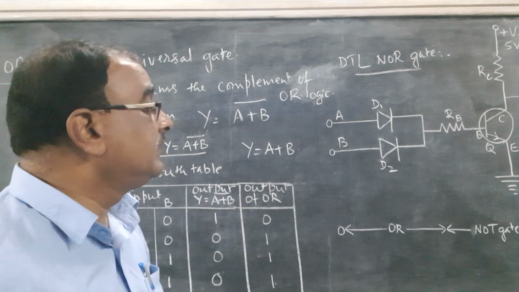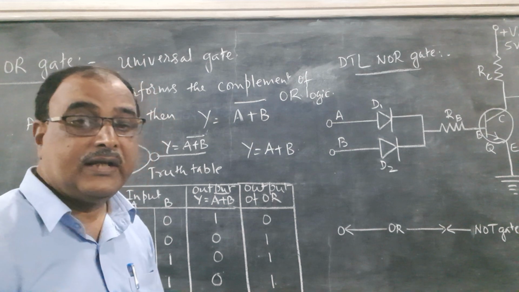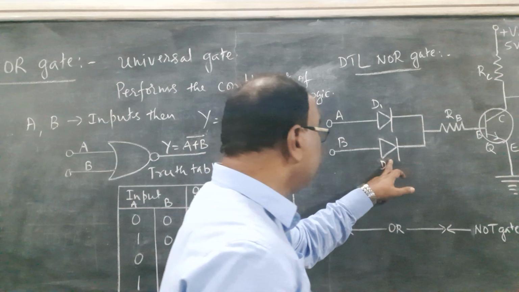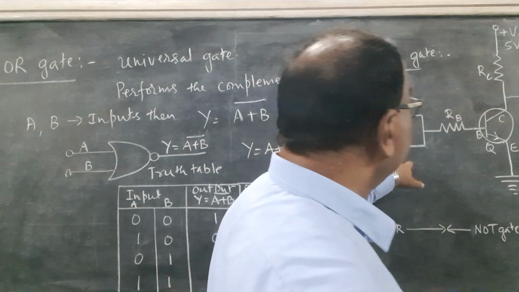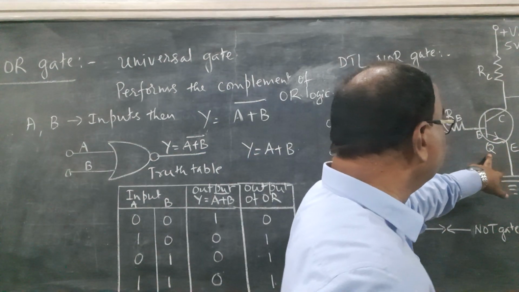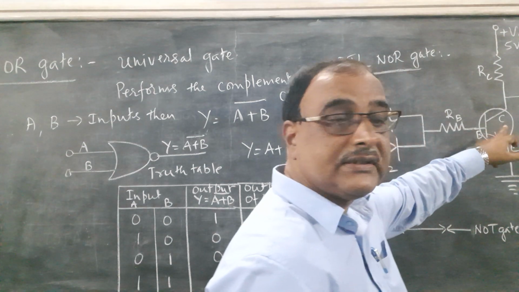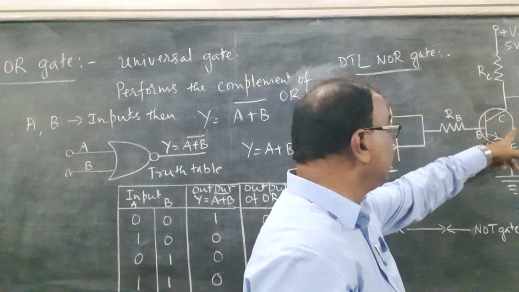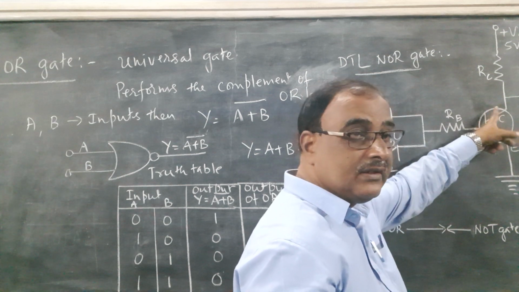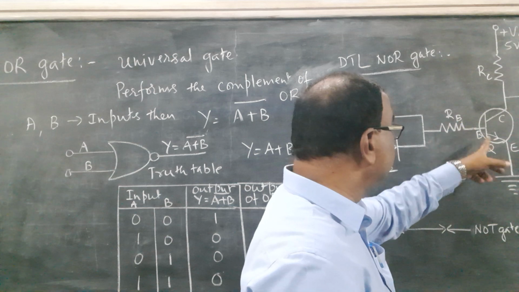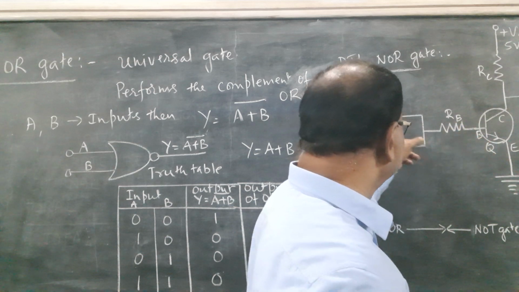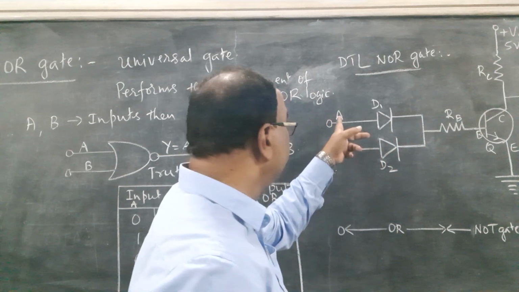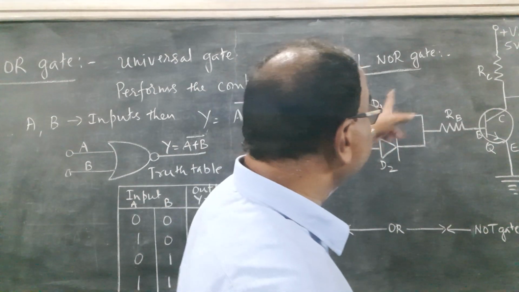Suppose you consider a detailed NOR gate. We are making use of two diodes, D1 and D2, and a transistor Q. The transistor is represented by a circle, and there are three terminals: collector, emitter, and base. This is the base resistance, and these are the two diodes through which the inputs A and B are supplied.